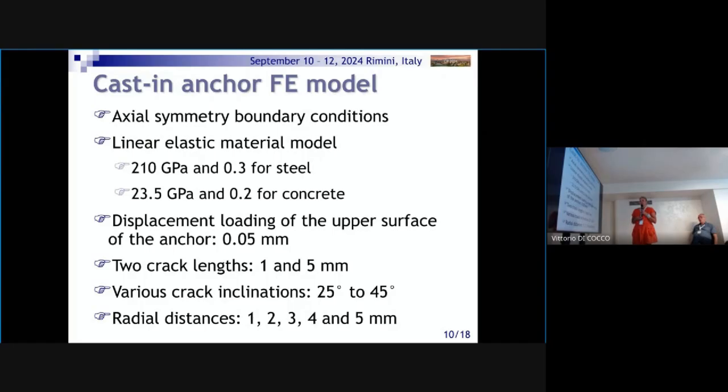As I said, we varied 3 parameters. We assumed 2 crack lengths, 1 and 5 millimeters, several crack inclination angles from 25 to 45 degrees, and we tried to investigate stress distribution at 5 radial distances from the anchor's corner from 1 to 5 millimeters.